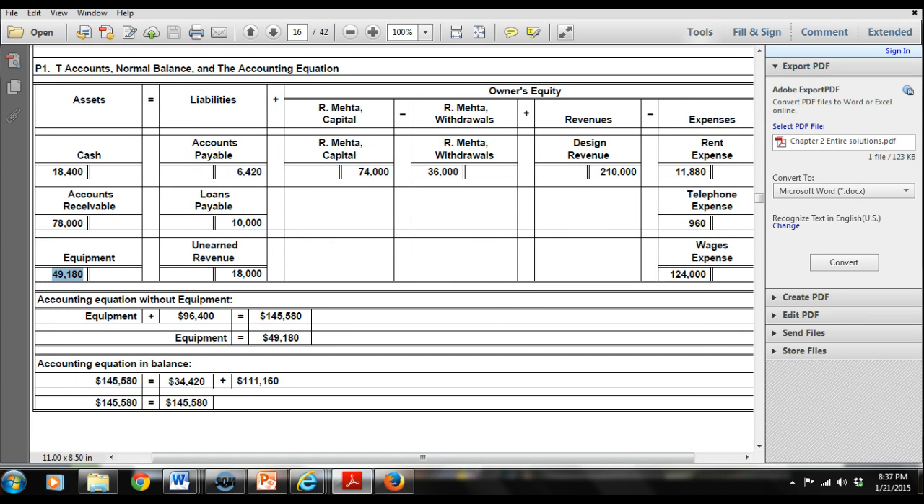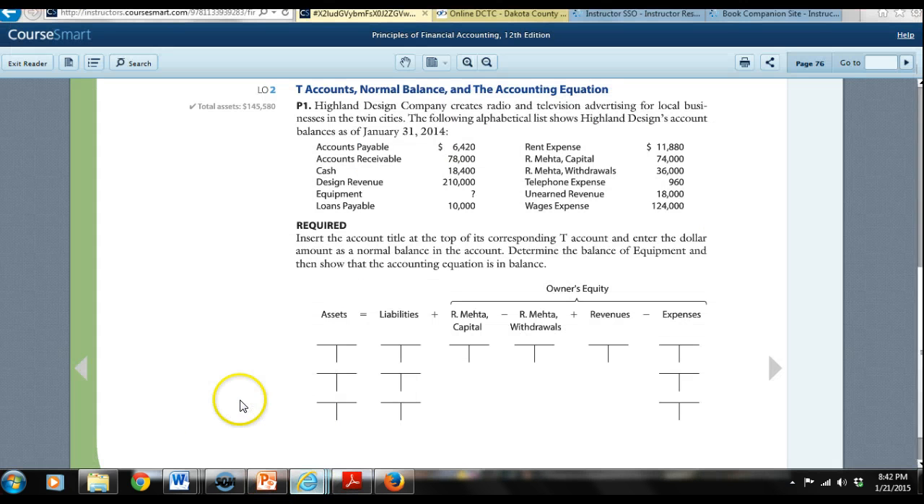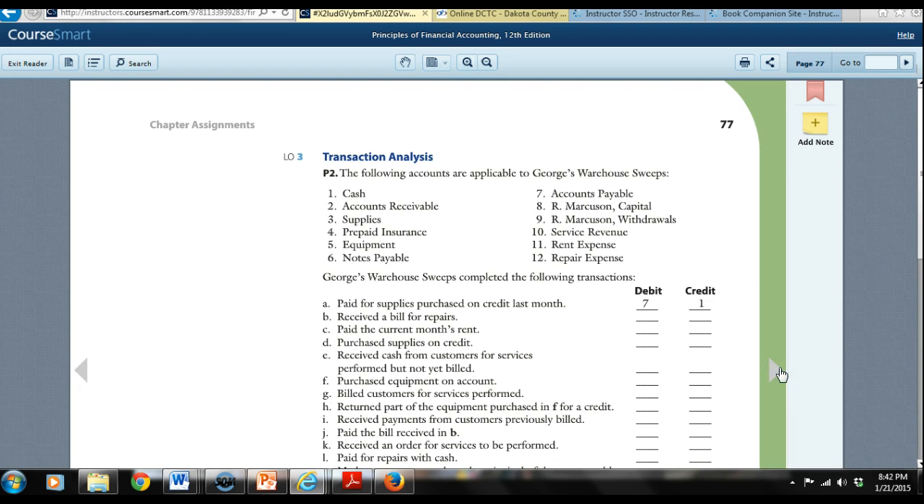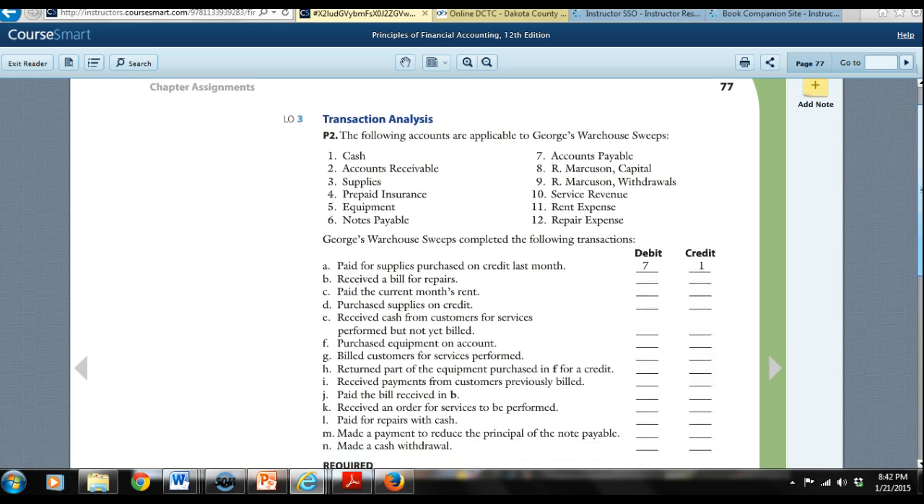Is that cool, guys? Problem 2, I think I'm going to let you handle that on your own, and I'll tell you why. It gives you various accounts, and then it will say, George Warehouse Sweeps completed these transactions. And it wants to know which accounts you would debit or which ones you would credit. So for example, let's take D.